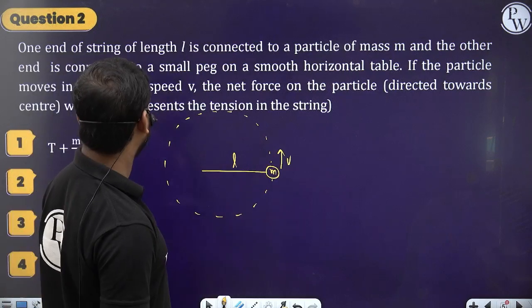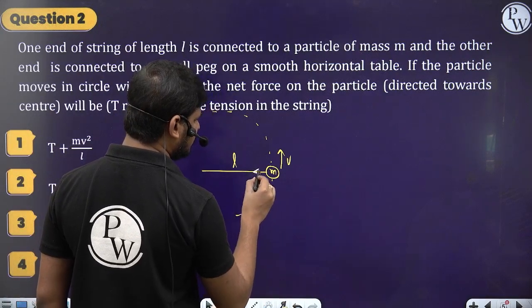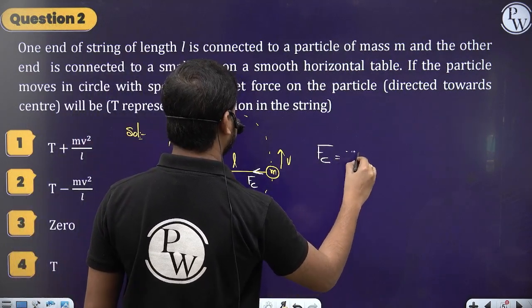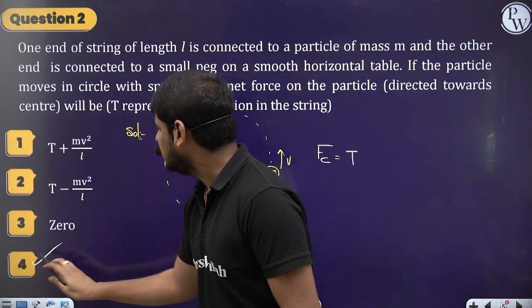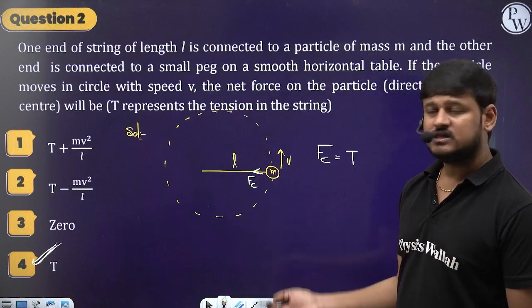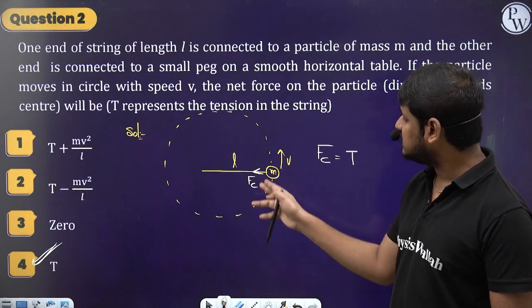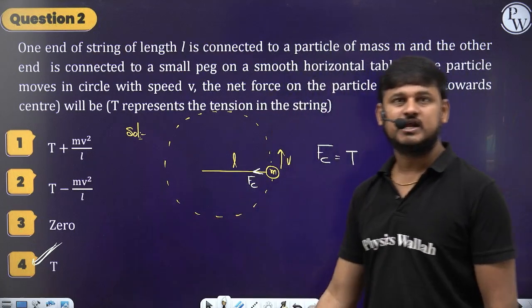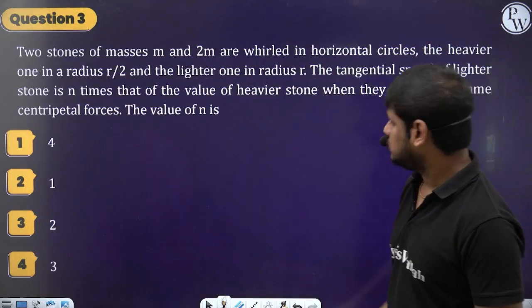Then the net force on the particle will be, see what is the force acting on the particle? The force will act on the particle towards the center. Shall I say that force will be equal to the tension? That's what they are asking, right? Direct question. The only force acting on the particle is the tension force, which is towards the center. Towards the center another force is also acting, which is the centripetal force. Here the centripetal force is nothing but the tension force. So directly you can put T. Done. Simple question. Chalo, let's take the next question.